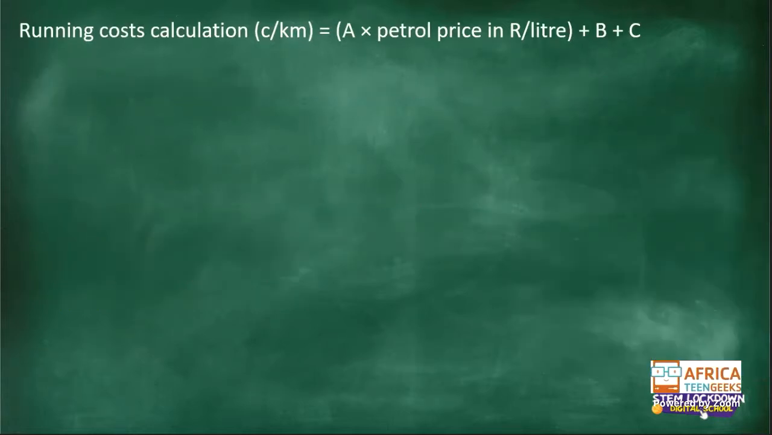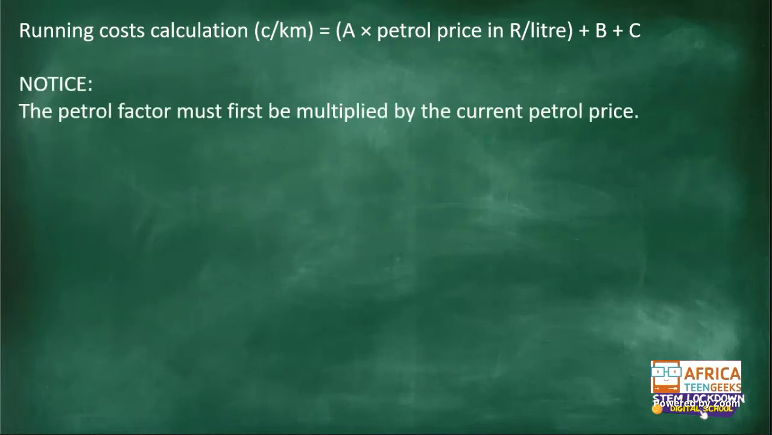So you can see that we are starting there to calculate now. We say that the running cost, now that we have everything in place, the formula is given by the cost per kilometer, where we multiply A, which is the fuel cost, by the petrol price in rands per liter, and then plus B, which is the service and repairs, plus C, which is the tire cost per kilometer there.